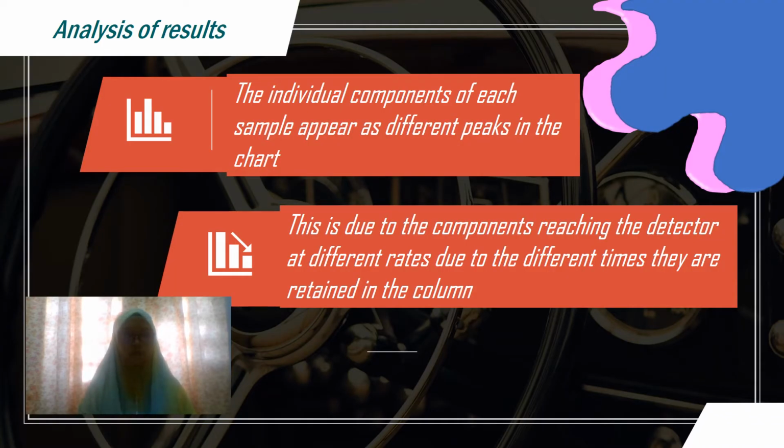Next, for the analysis of results, after the analytes have been separated and exited the column, the detector will detect them and the individual components of each sample will appear as different peaks in the chart. These peaks are due to the components reaching the detector at different rates due to the different times they are retained in the column. And then, we will get the result, the retention time of the 4 different samples.